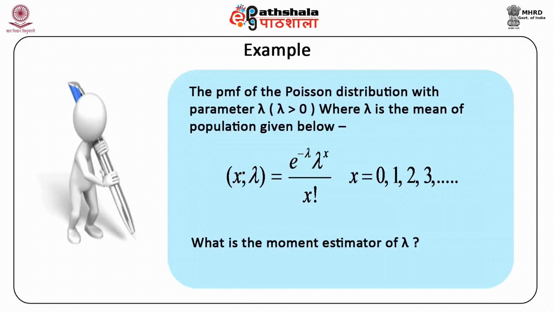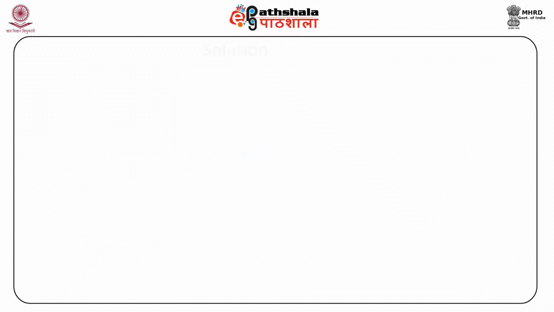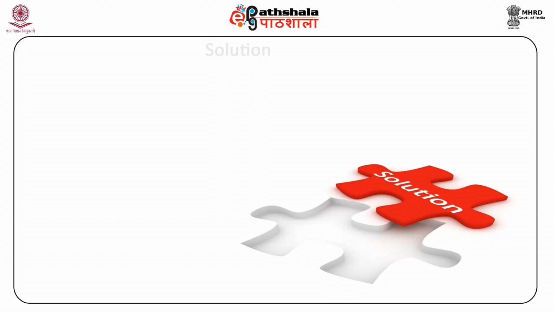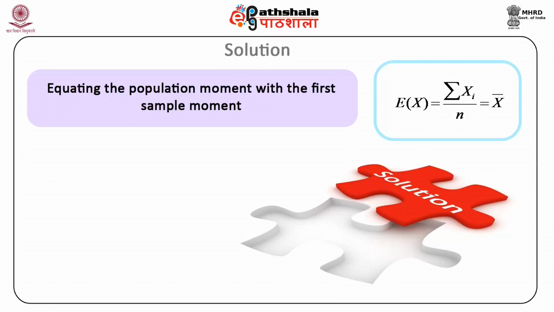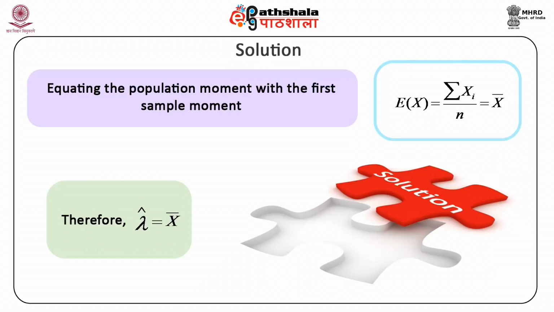Explaining it with the help of an example. The probability mass function has only one unknown parameter, the mean of the population, lambda. We need only one equation to obtain the estimator lambda hat. Equating the first population moment with the first sample moment, we get expected value of x is equal to summation of x_i, where summation is over i, divided by n, and is equal to x bar. Therefore, lambda hat is equal to x bar, the sample mean.